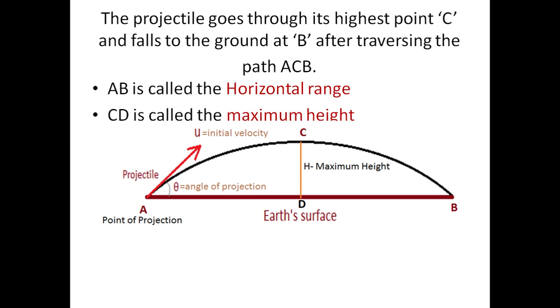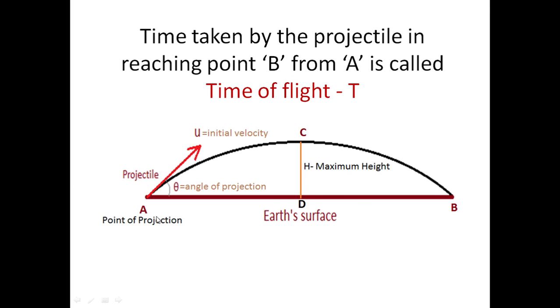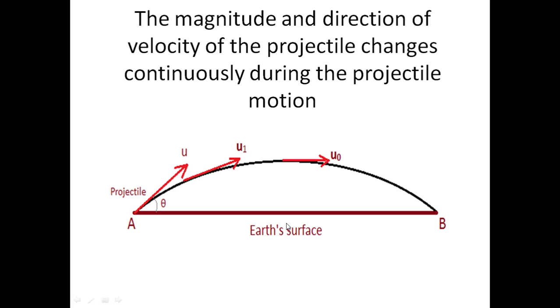The projectile goes through its highest point C and falls to the ground at B after traversing the path ACB. AB is called the horizontal range and CD is called the maximum height. Time taken by the projectile in reaching point B from A is called time of flight. The magnitude and direction of velocity of the projectile changes continuously during the projectile motion. You can see here.